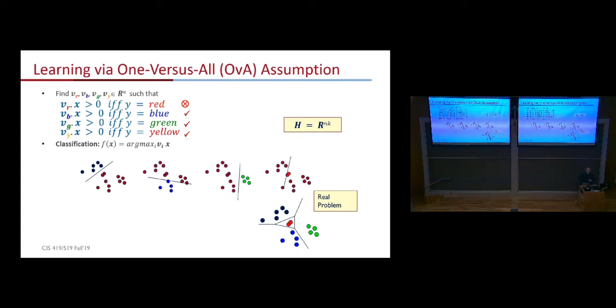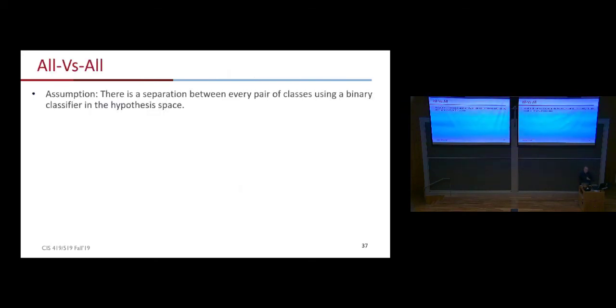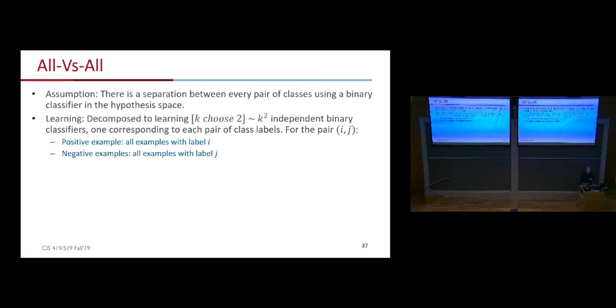Right. So you can see that this actually works here. Of course, each label is separable from each of the others individually, otherwise the problem is ill-defined. Only that it's not separable from the union of all of them. So what I'm going to do is look at pairs of labels and try to learn a model that deals with pairs of labels. This is what we call all versus all, or all pairs sometimes. The assumption is there is a separation between every pair of classes using a binary classifier in our hypothesis space. Again, I'm assuming that our hypothesis space here is a space of linear functions.